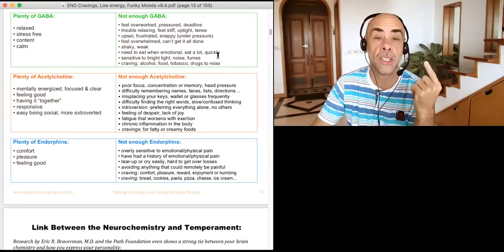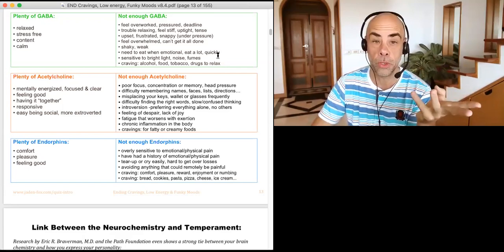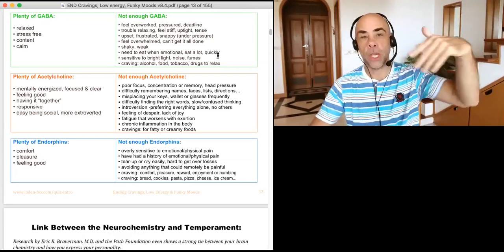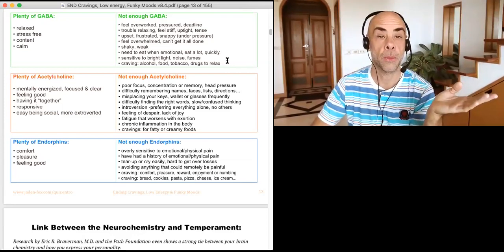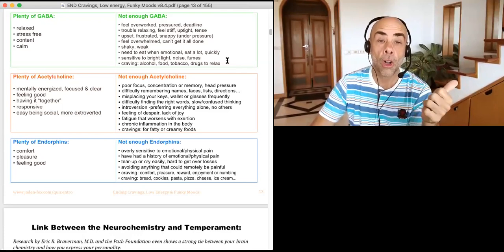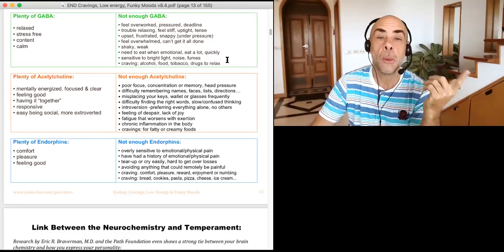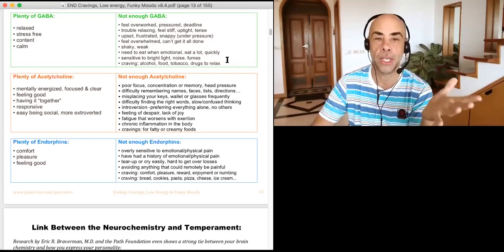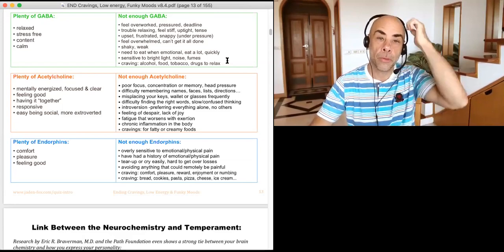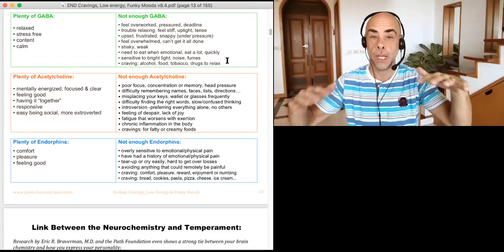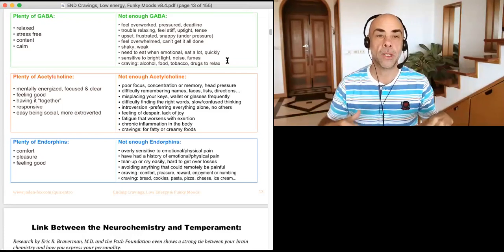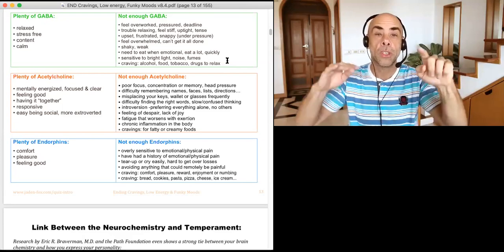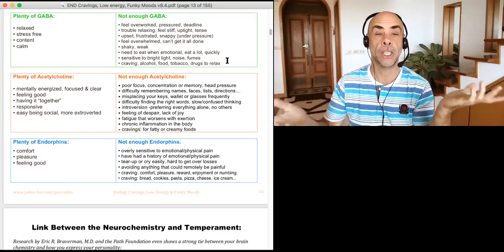This one's weird, but sensitive to bright light, noise, or fumes. And I've had that. It's just the strangest thing. And you get GABA and all of a sudden you don't have any of those things anymore. Cravings for alcohol, food, eating, tobacco, or any drug that will relax you, any tranquilizing kind of drug. For me, I used marijuana. It would slow me down. It would calm my system down. But any of those are things that people will often crave to fix the problem of having low GABA.